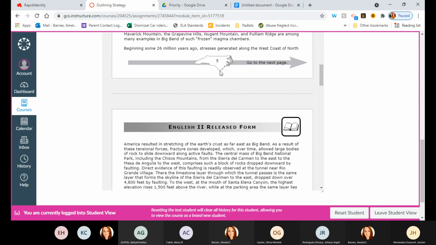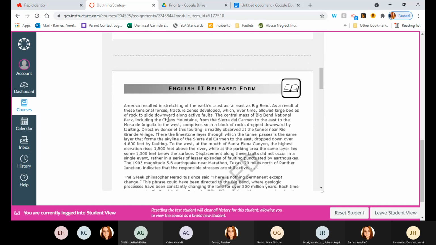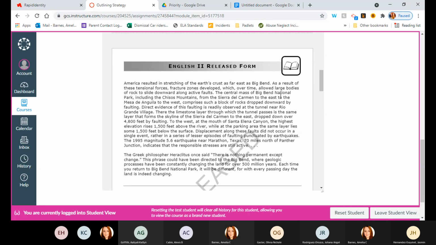Beginning some 26 million years ago, stresses generated along the west coast of North America resulted in stretching of the Earth's crust as far east as Big Bend. As a result of these tensional forces, fracture zones developed, which over time allowed large bodies of rock to slide downward along active faults. The central mass of Big Bend National Park, including the Chisos Mountains from Sierra del Carmen to the east to the Mesa de Anguila to the west, comprises such a block of rocks dropped downward by faulting. Direct evidence of this faulting is readily observed at the tunnel near Rio Grande Village.